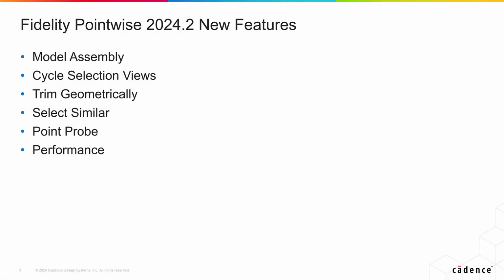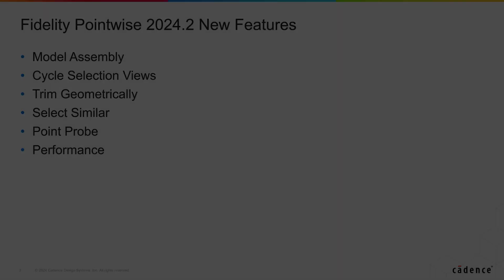The feature set includes the following. There are significant updates to the model assembly UI. We have a completely new feature called cycle selection views. There's updates to both the bisect and star modes of trim geometrically. Select Similar has been extended. The point probe has also been extended. And finally, we have some performance improvements for the voxel algorithm.